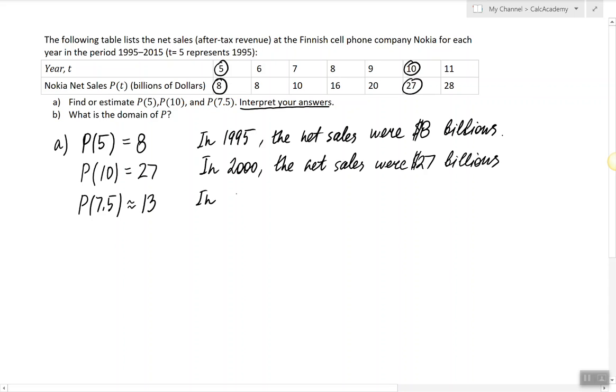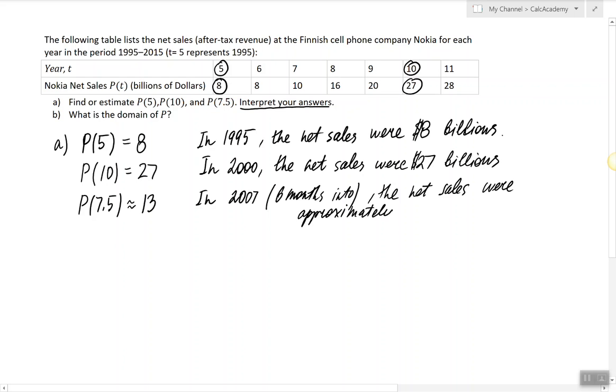So this is going to be like a mid 2007. So in the year 2007, halfway through, or 6 months into it, the net sales were approximately $13 billions.